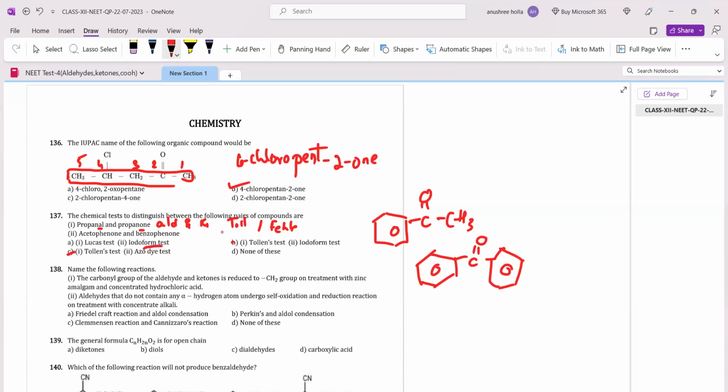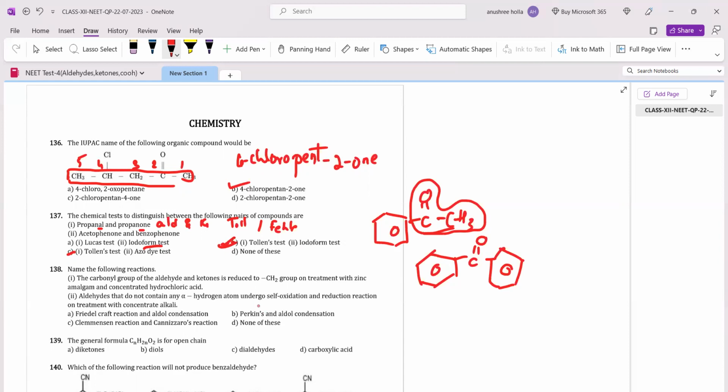And what does the iodoform test help us with? It will help in detecting this methyl ketone group. I have the methyl ketone CH3CO group in acetophenone, but I don't have that group in benzophenone. So obviously the iodoform test will help me distinguish between acetophenone and benzophenone. So it should be Tollens test for the first and iodoform test for the second. It should be option B.